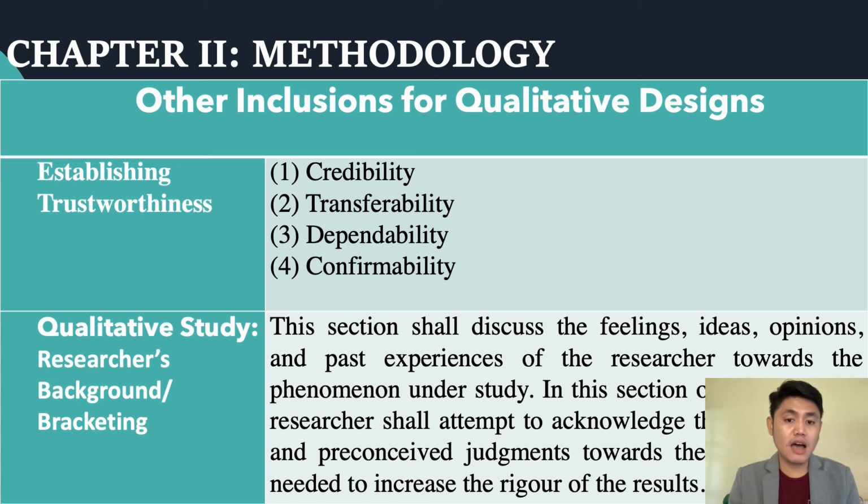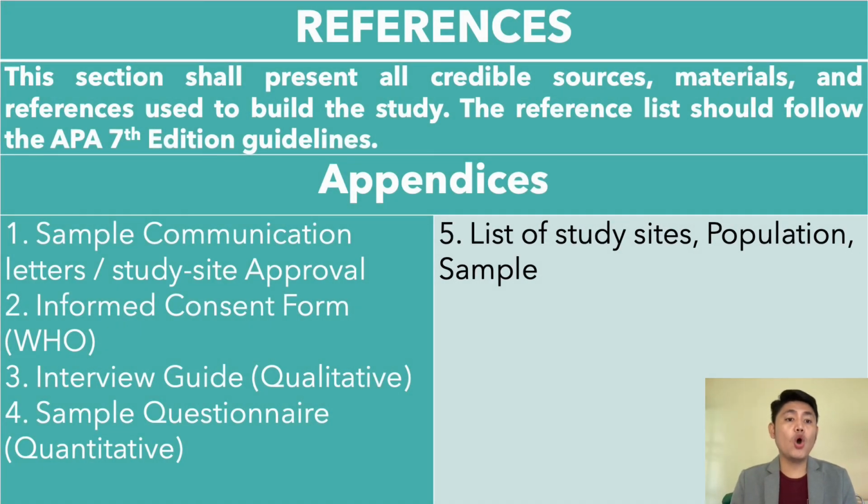So those are the other inclusions for your qualitative research designs. And lastly, you should also include all of your references. Sir Bert a while ago discussed the APA Format 7th edition when it comes to referencing your resources. So you have to present all credible resources that you used, the materials and references, using the APA format guidelines. Aside from that, you should also include in your research proposal the different appendices.